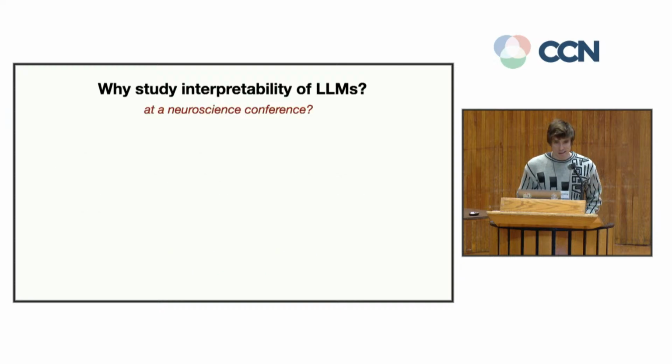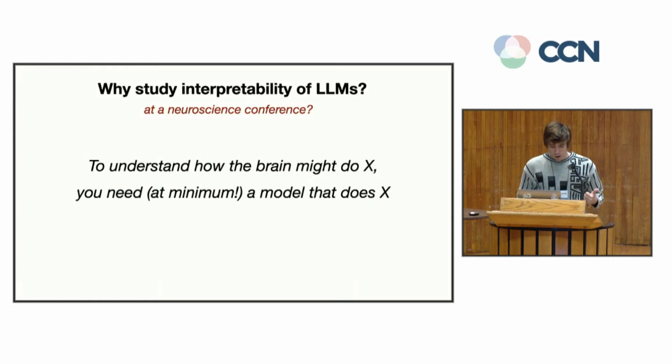But of course, this is a neuroscience conference, not a machine learning conference. So yeah, why might the CCN audience be interested in language model interpretability? It's a good question. Who knows why I'm here? But if I had to make a case for it, I would say, number one, a necessary condition for understanding how the brain supports behaviors is having at least one computational model that can do the behavior.